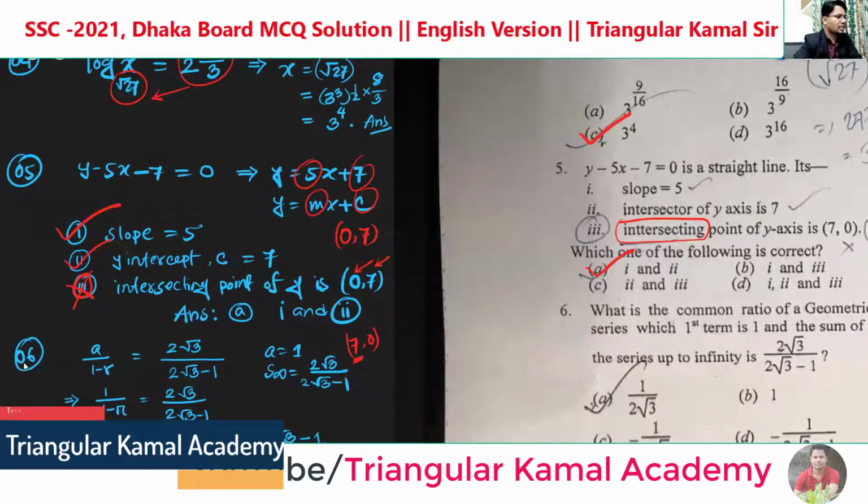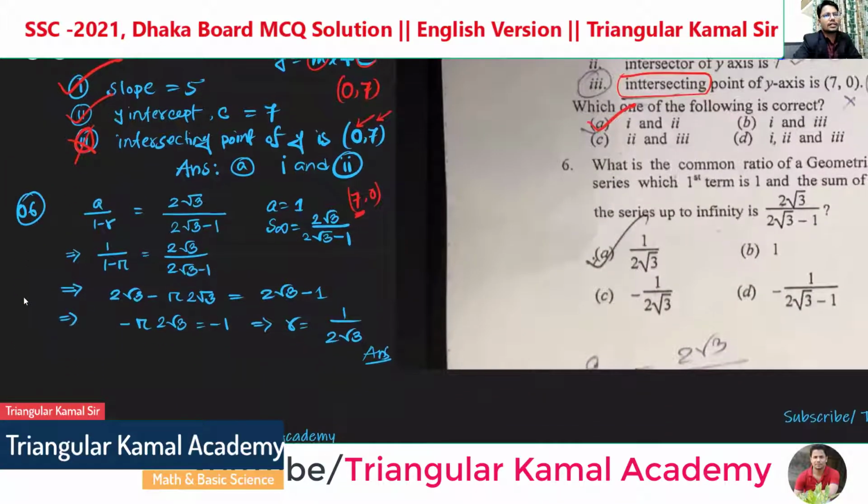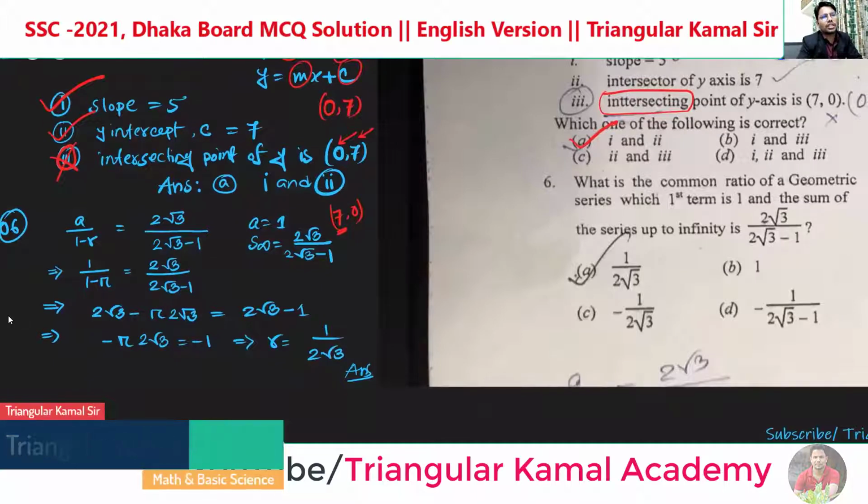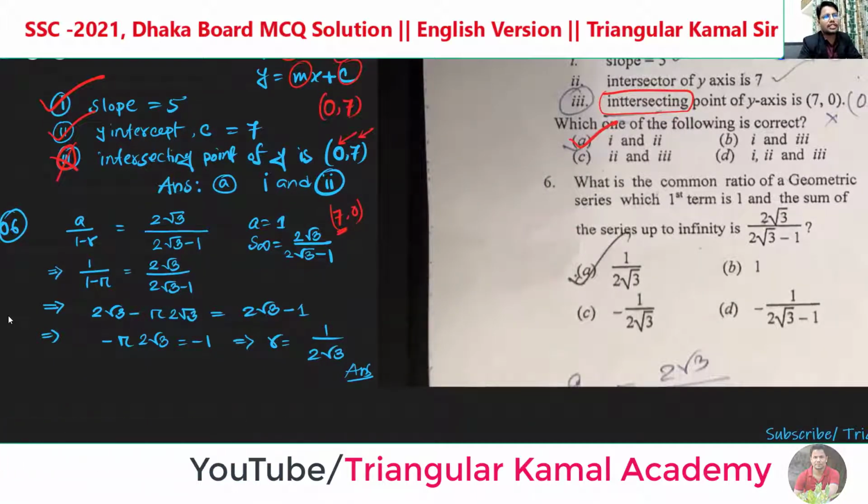Now next question, question number 6. What is the common ratio of the geometric series whose first term is 1 and the sum of the series up to infinity is given? As the infinite series is given here, the first term a is given as 1. So from this question we have to find the value of r.